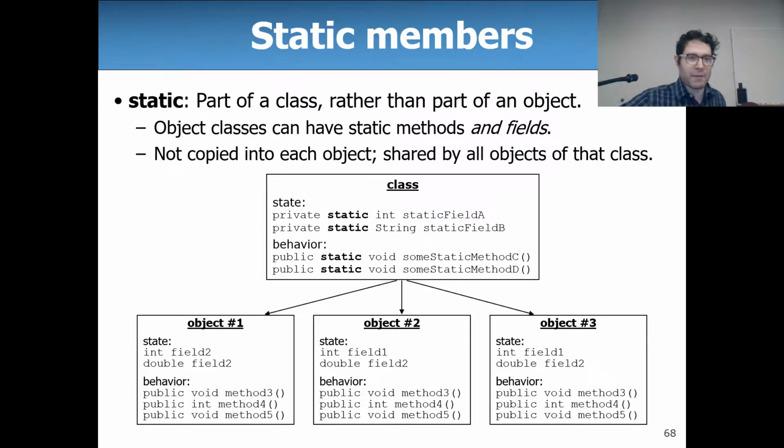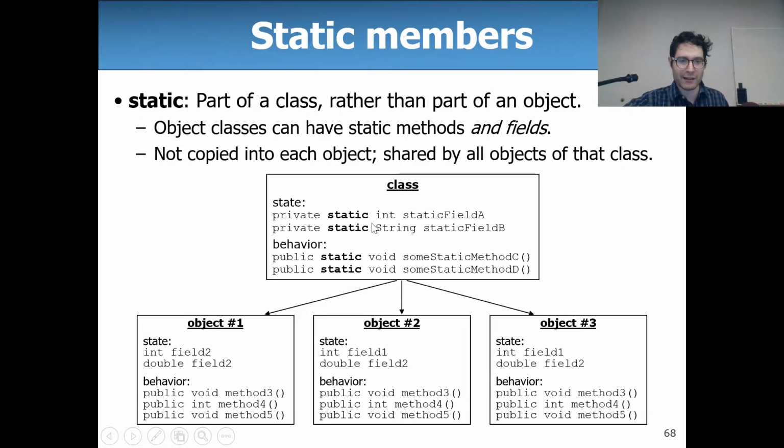So static members, they're part of the class, right? They're part of the blueprints for building an object, rather than part of any object itself, right? So these classes can have static methods and fields. They're not copied into any individual object. They're just simply shared by every member of the class, right?